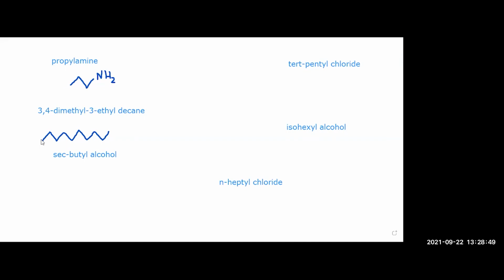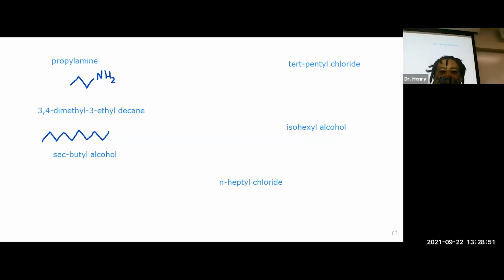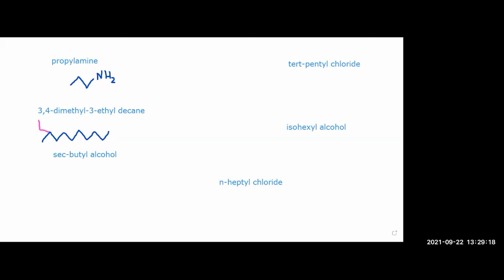No. Why? Okay, so let's say I'm going to draw my ethyl in pink. If it was 2 ethyl, that means the ethyl would be right here, right? And then that would change the length of my chain, right? The longest chain would be 1, 2, 3, 4, 5, 6, 7, 8, 9, 10, 11. So that wouldn't work, right? Yeah.